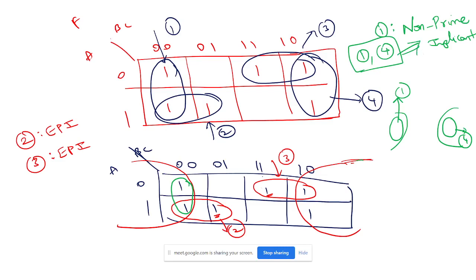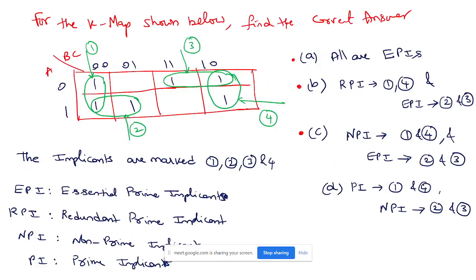Anybody has any question here? Simple, right? So 1 and 4 are non-prime implicants, and 2 and 3 are EPIs. So option C is the right answer.